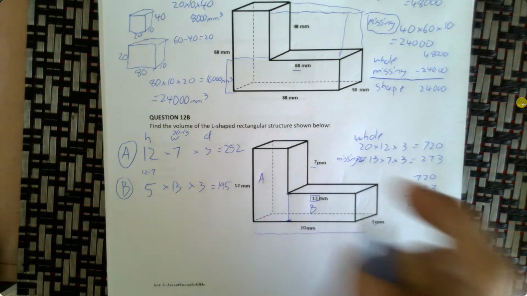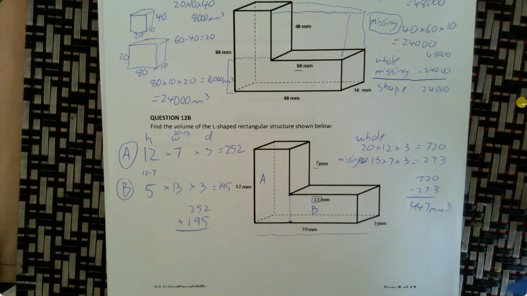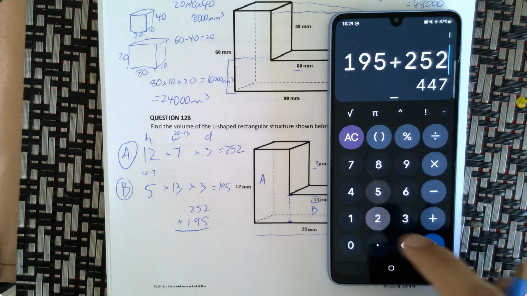And then add them two together. 252 plus 195. And again, my calculator will do it for me. 447.